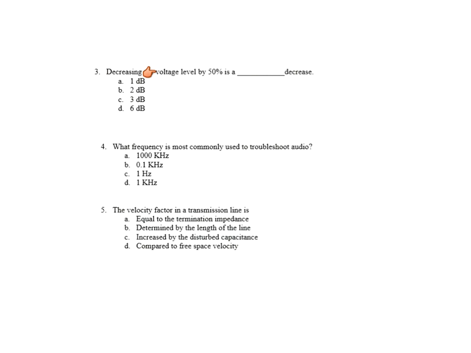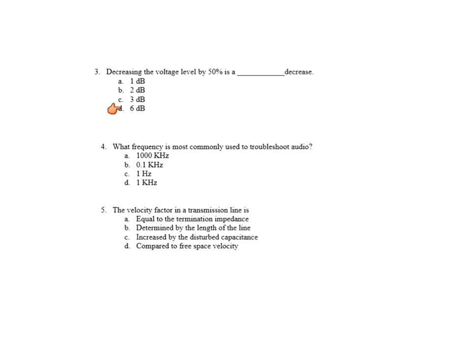Now, decreasing the voltage by 50% is going to be what number? Well, this is tricky because we said that a decrease was a negative number, but the word decrease in here automatically indicates it's going to be a negative number no matter what number I use. The next thing is, are we talking about voltage or power? Well, it's voltage. So you're taking the voltage and dividing it by 2, which is 50%, that will be a 6 decibel decrease. So my answer for that one is 6 dB.